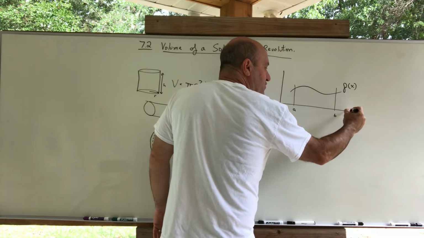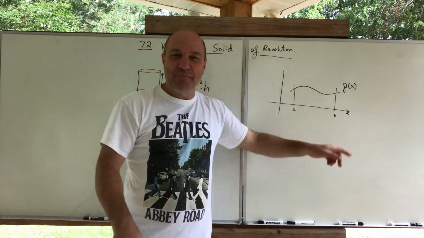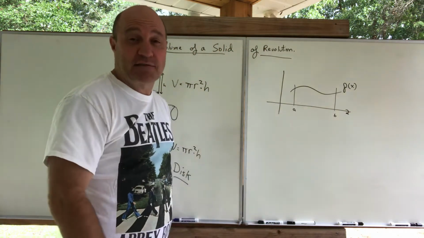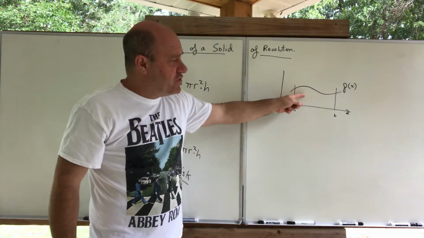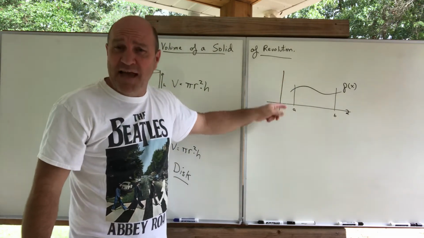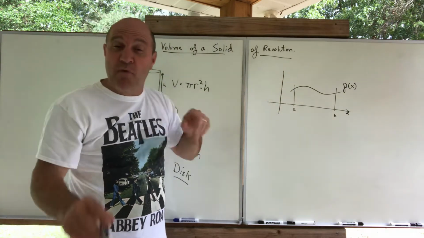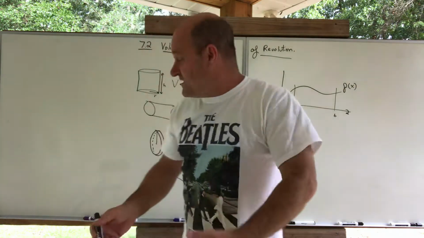And here's my little notation. It's kind of a subtle little notation, but that means I'm revolving it around the x-axis. I could write the phrase, revolve it around the x-axis. So now you have this two-dimensional shape, and you have to imagine it being revolved around the x-axis, which creates a 3D shape, and we can find the volume with what's called the disk method. And it's this idea.